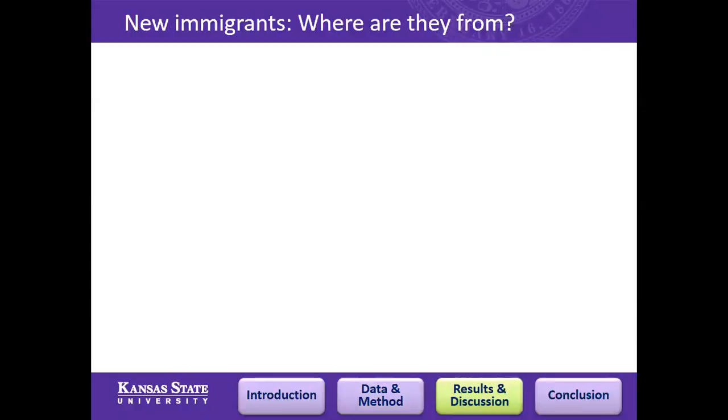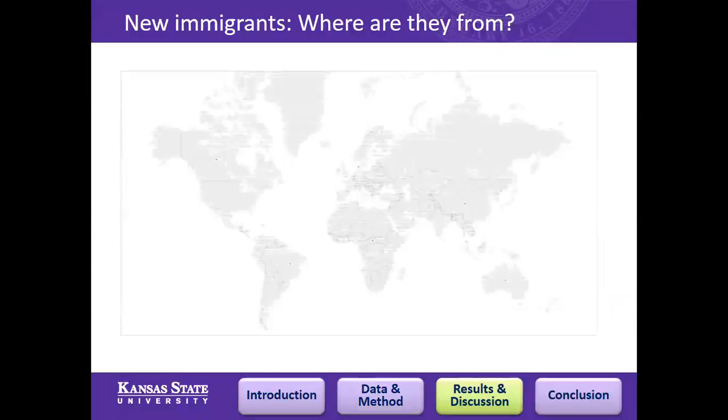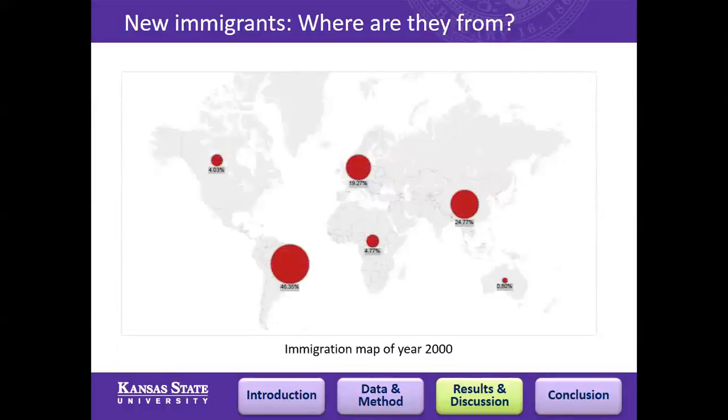First question we ask: new immigrants, where are they from? This is a world map. Traditionally, immigrants came from West Europe and Latin America, this back in the days. But now, as we mentioned, we're in a new era. This is the data we get for the new immigrants. This immigration map is for the year 2000, which we got from the PUMS data we mentioned before.